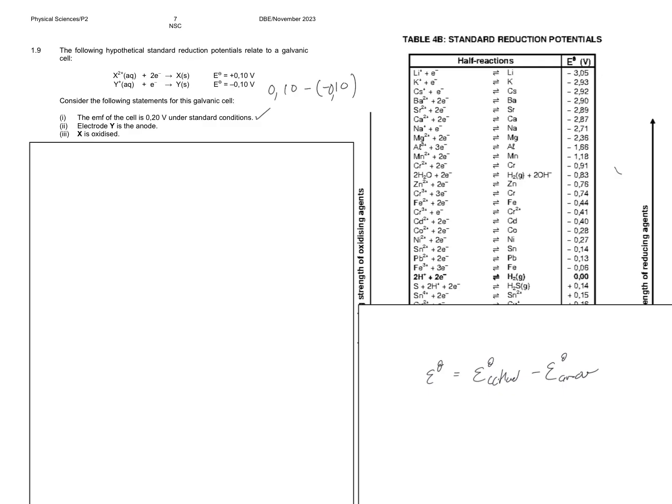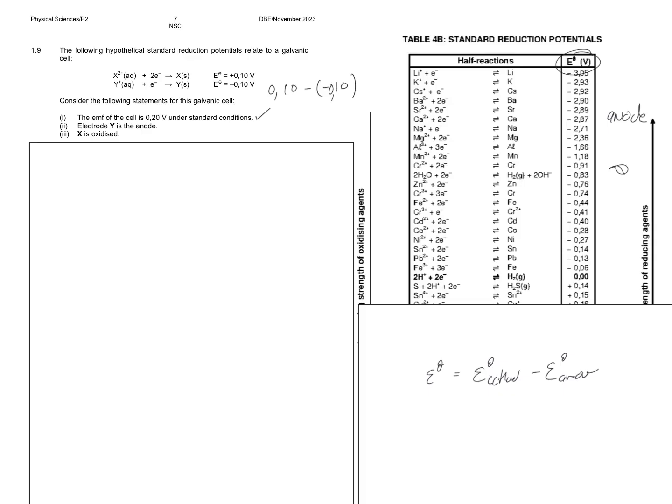Again, if you look at this table, the anode is on top, and the anode is the one that has a negative value, normally. So if they both have a negative value, it's going to be a bit tricky, but the one that is the most negative in terms of this number here will be the anode in a galvanic cell. So electrode Y is the anode.